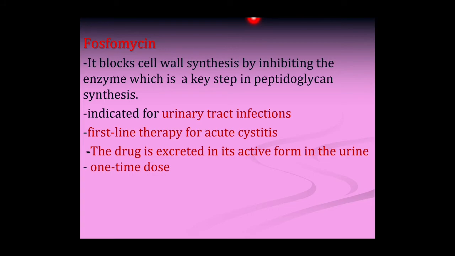Fosfomycin blocks cell wall synthesis and is indicated for urinary tract infection. Polymyxin, we call it a detergent, as it has a detergent-like effect. It's the only drug whose mechanism of action is on the cell membrane. It binds to phospholipids of the cell membrane of gram-negative bacteria. It includes polymyxin B and polymyxin E.